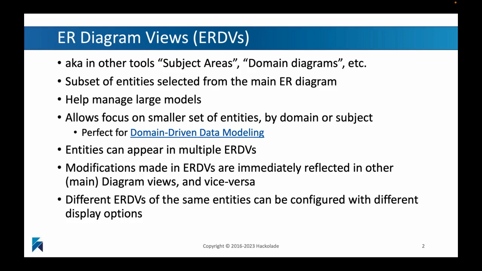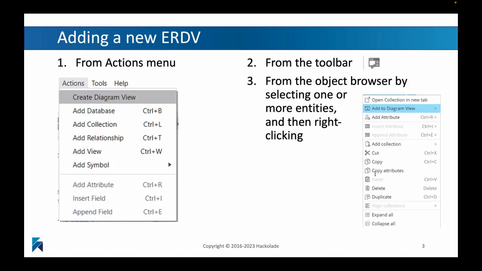Entities can appear in multiple ERDVs, and so can relationships. You can make modifications in the ERDVs and they are immediately reflected across the different parts of your model. Wherever you edit it, it will immediately be reflected in the UI. Another really cool feature is that you can configure different display options for every different ERDV, so you can have different ways of looking at that subject domain.